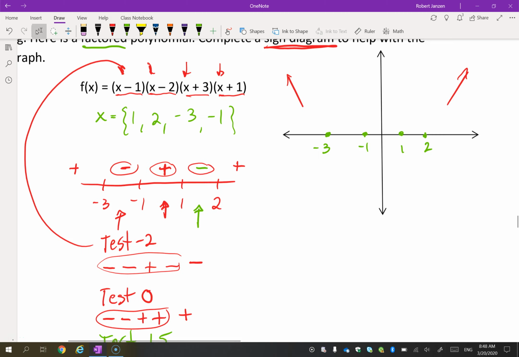And so based on that, I can see that at -3, the graph is going to go from positive to negative. At -1, right here, I can see the graph is going from negative to positive, so it's going to be crossing like that. At 1, it's going from positive to negative, and at 2, it's going from negative to positive. So knowing that, I can now draw a graph with nice smooth lines. It's going to look something like this.